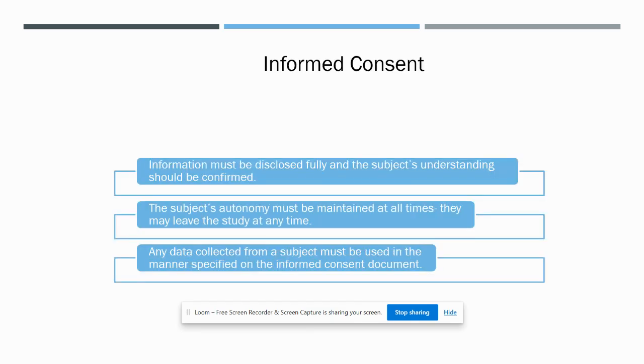So obviously, informed consent, right? Information has to be disclosed fully at the time of enrollment in the study, and the individual's autonomy has to be maintained at all times. They have to have the option to leave the study at any time, and any data collected from a subject must be used in a manner specified on the informed consent document. So you have to tell the participant how you will be using the data, and any use of that data other than that expressly written in the study description and in the proposal is unauthorized and unethical.